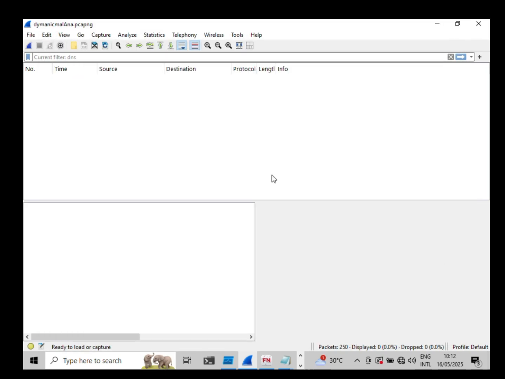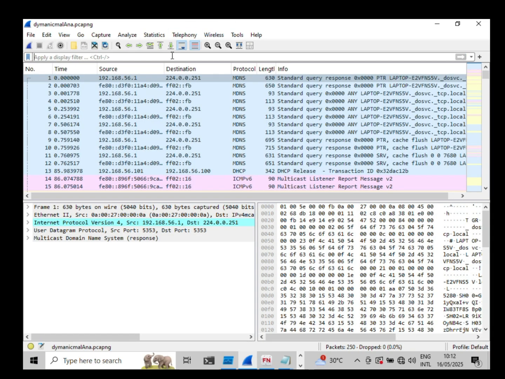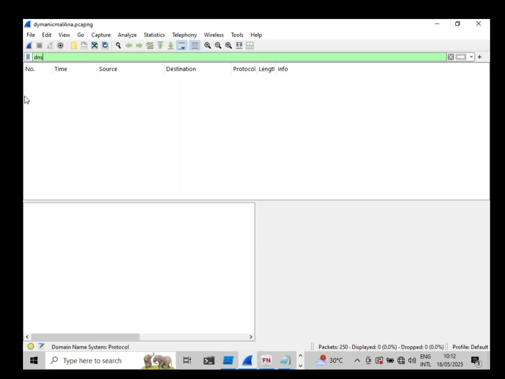That's what dynamic malware analysis is all about, watching the enemy in motion, and turning every move they make into a lesson that helps us protect what matters most.